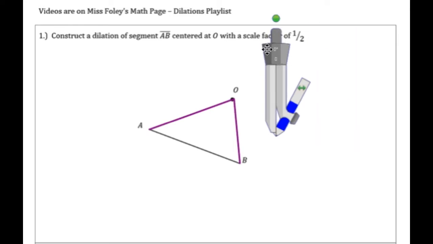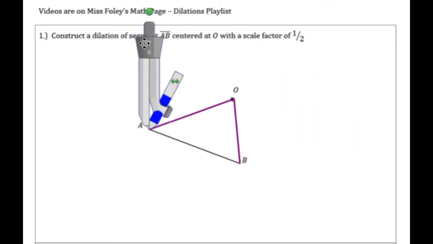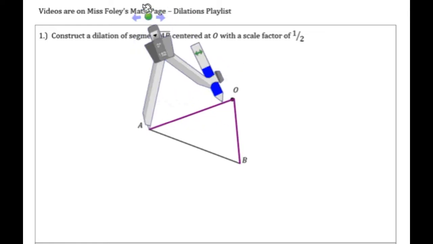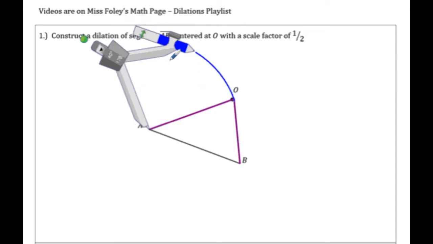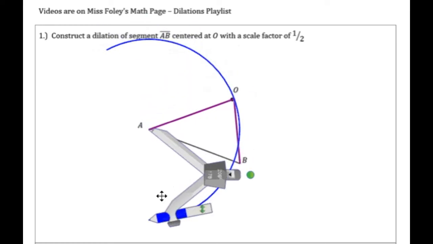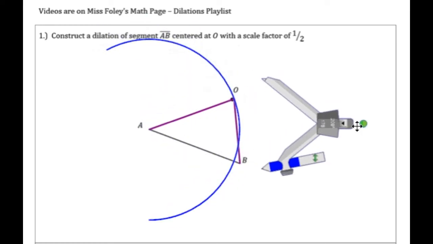Then you take your compass and you place one end of the compass on A. We'll dilate that point first. And you open it up until the end of the compass is at O. And we're going to construct a perpendicular bisector. So you need about a little bit more than half a circle.